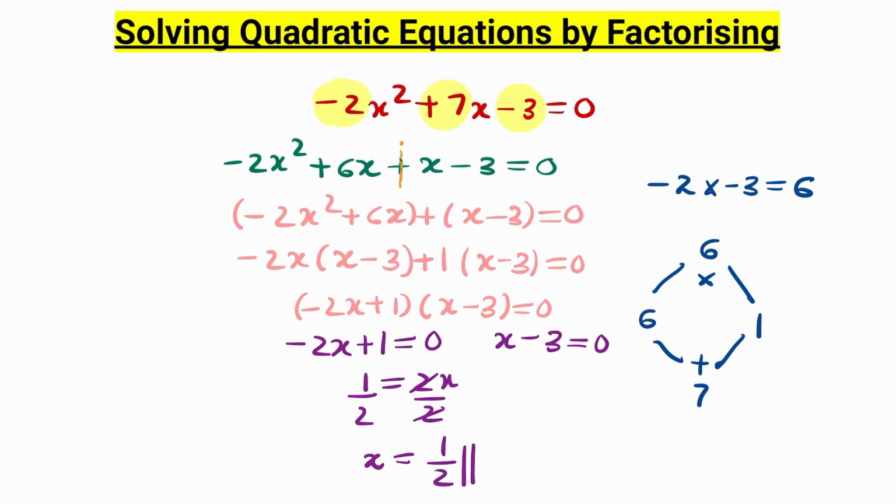We can solve the second equation as well. X minus 3, we can take minus 3 to the other side as plus 3. X is equal to plus 3. That is our second solution.